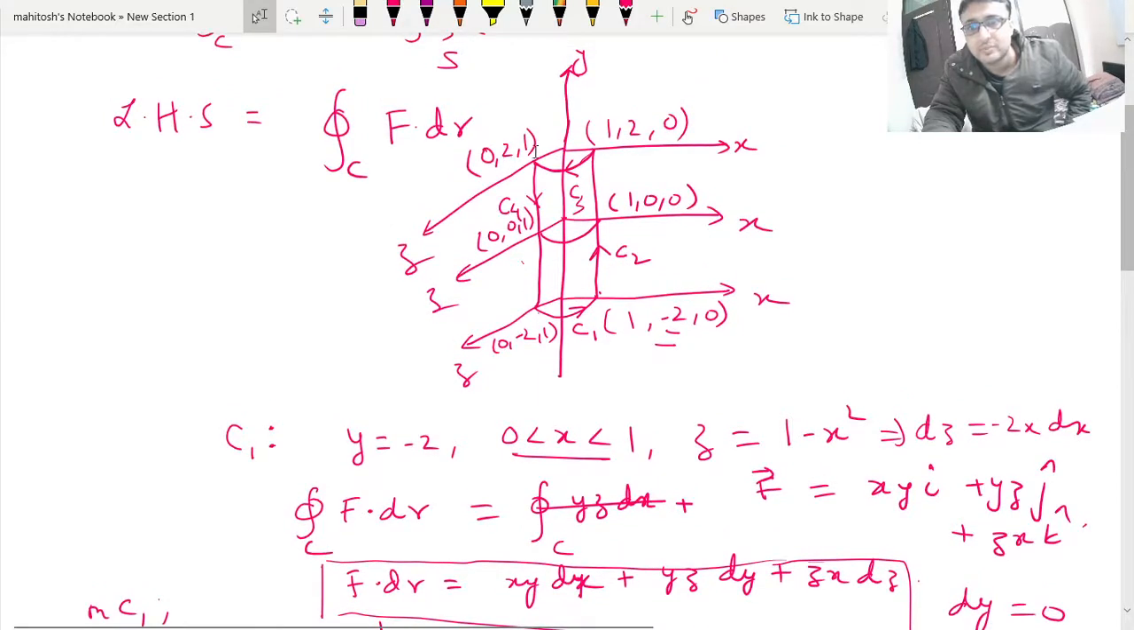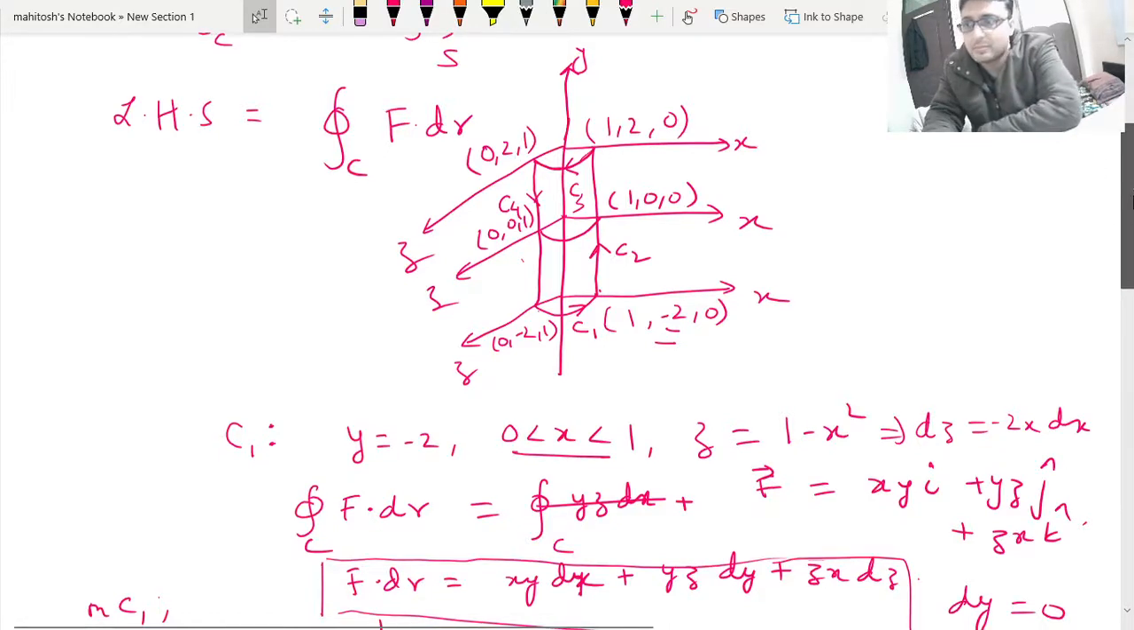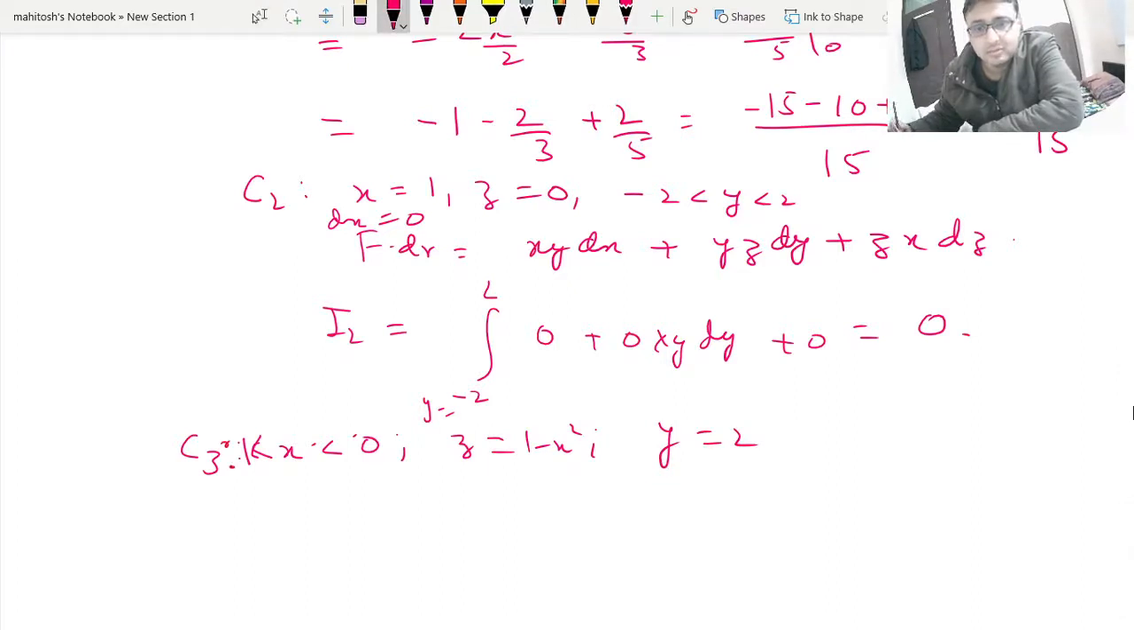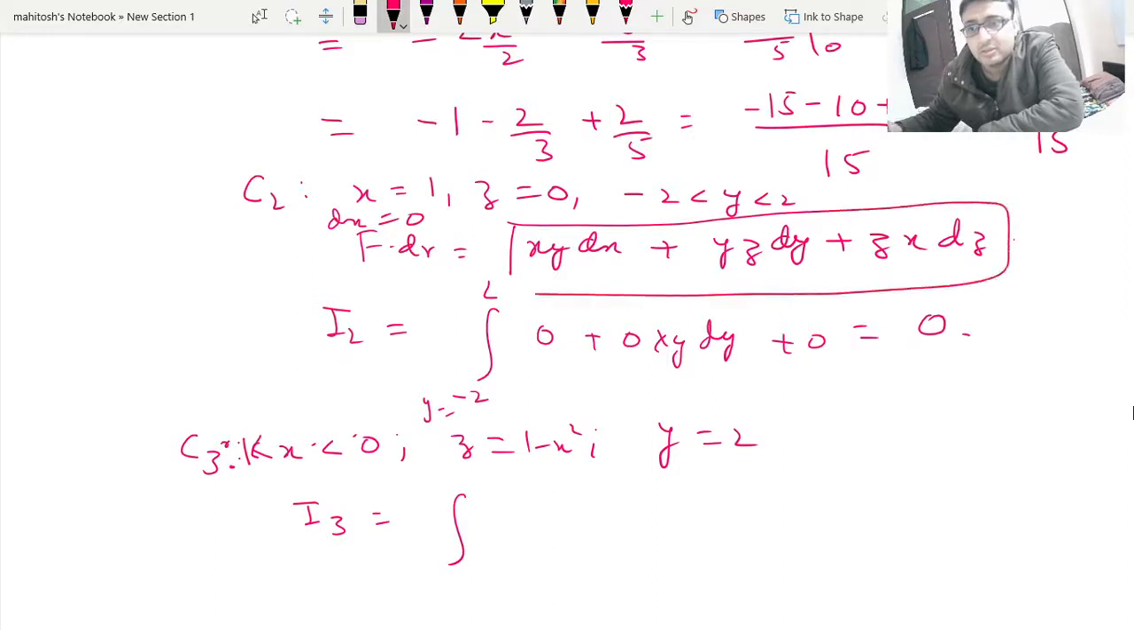So Z is a curve 1 minus x square and y is equal to 2. So there is similarity between C1 and C3. We will see this. This is nothing but again y is equal to 2. So put over here in this equation.